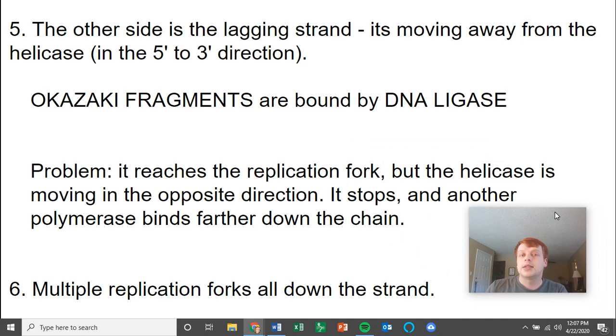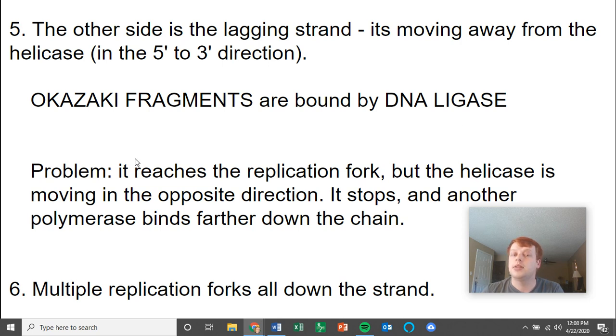The other side is our lagging strand. It's moving away from the helicase, and because of that, it can't be built simultaneously, right? It can't be built at one time. It has to be built in different parts. The different parts that are put together are called Okazaki fragments, and they get attached using DNA ligase.